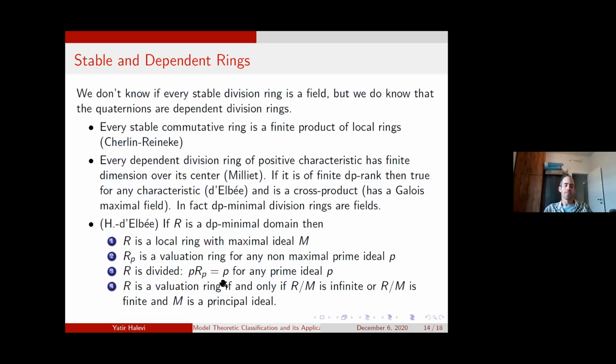And we give a complete characterization of when it is exactly a valuation ring. So it's a valuation ring if and only if the residue field, as we call this in the local ring, is infinite, or it's finite and the maximal ideal is a principal ideal. Or taking terms from valuation theory, it means that either the residue field is infinite, or you have some kind of finite ramification.